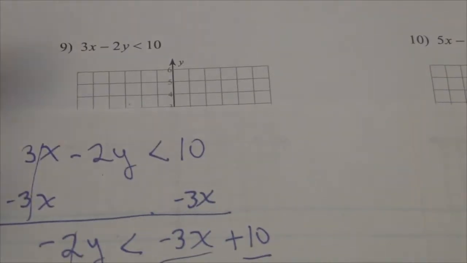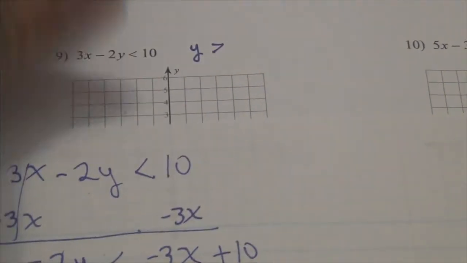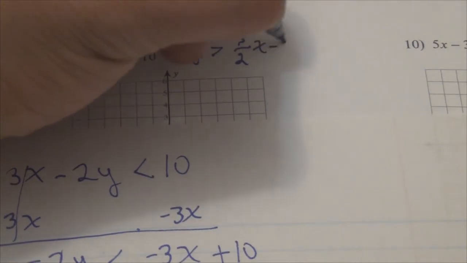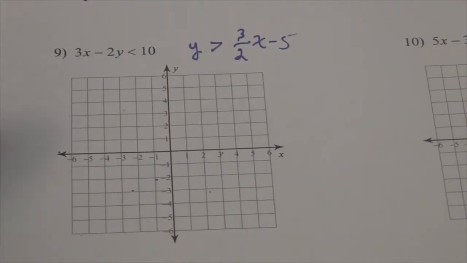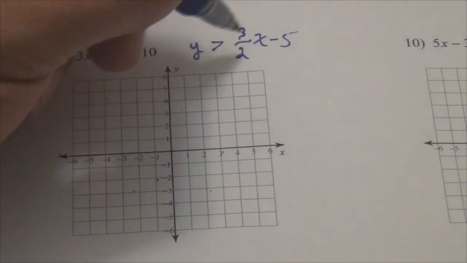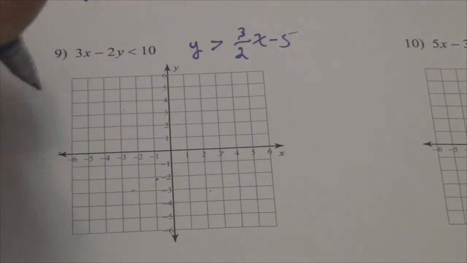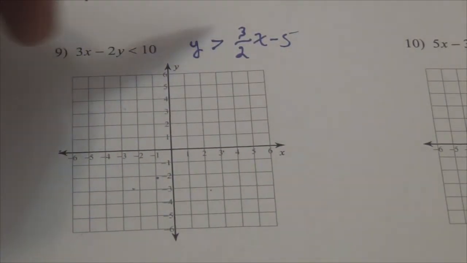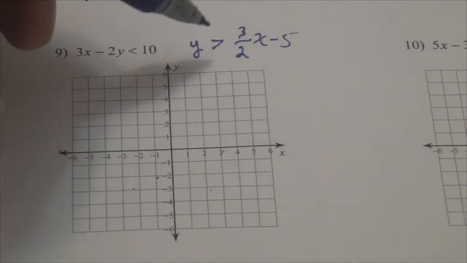So now that's what we're going to graph. So that's exactly what I'm going to write over here. Y greater than 3/2x minus 5. Cool. Now I can identify the slope. The slope is 3/2. The y-intercept is -5. Okay, so you write it down. I'm already past that. I'm just showing you more examples. If you want shorter videos, then you have to follow my lead.